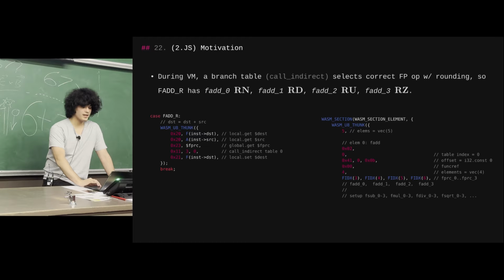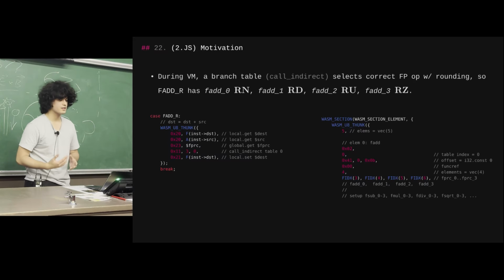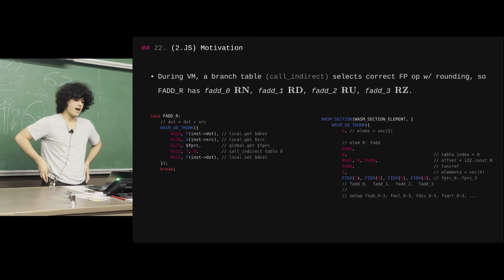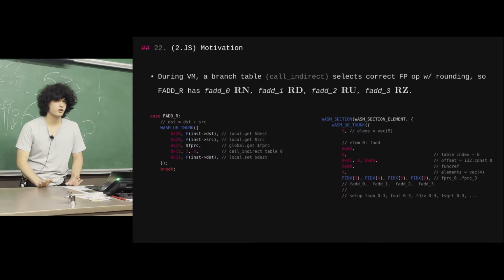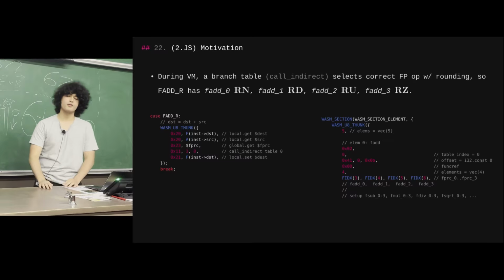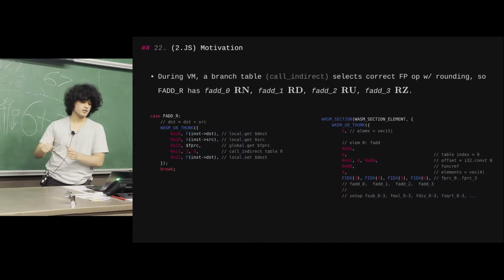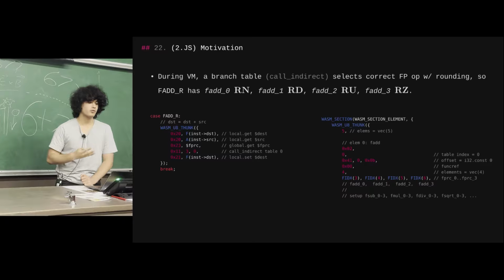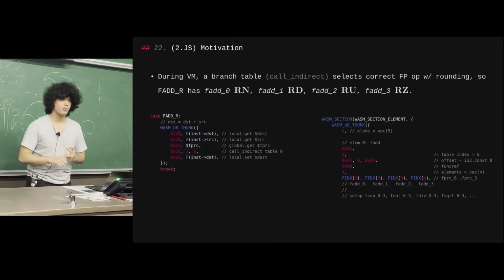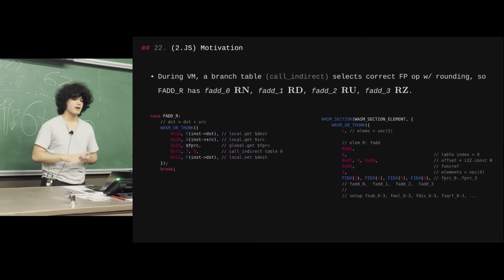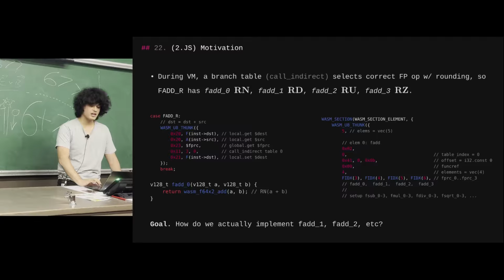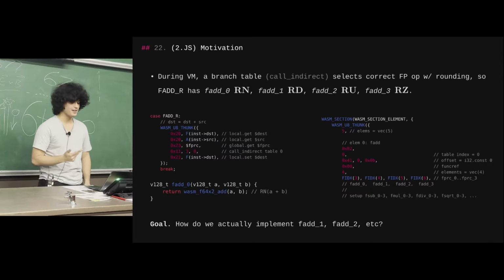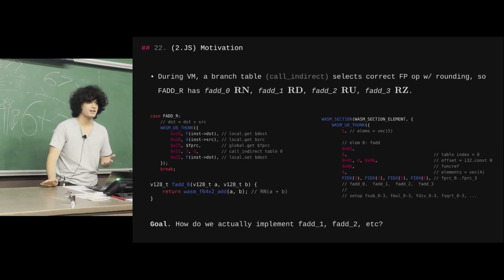So this is the motivation behind what I'm going to explain next. During the virtual machine execution, there's an instruction called call indirect in WebAssembly, which uses a branch table to select the correct floating point operation with rounding. So it basically selects the right function. fadd_r has 4 implementations: fadd0, fadd1, fadd2, fadd3 for RN, RD, RU, and RZ. The thing is, we're stuck with only one rounding mode, RN. So how do you actually implement fadd1, 2, and 3? You don't really have a solution, so we're kind of stuck here.